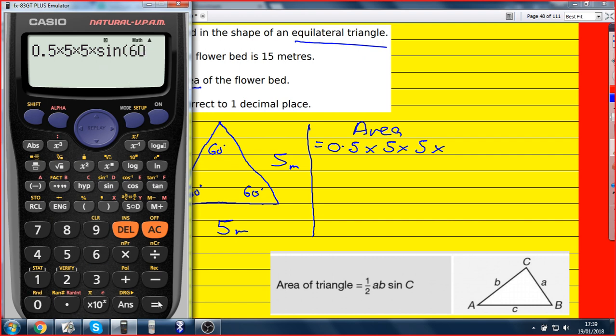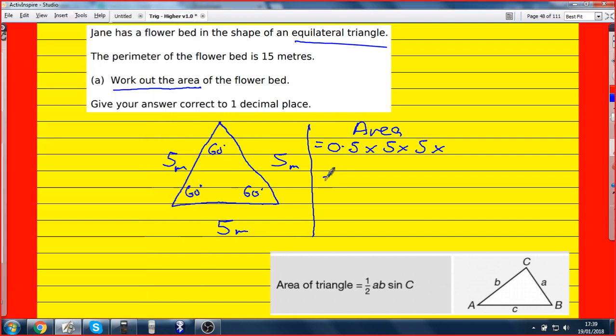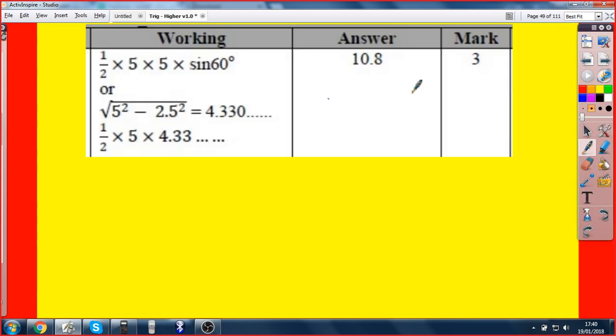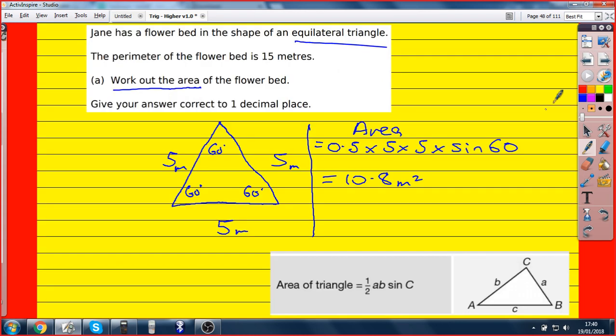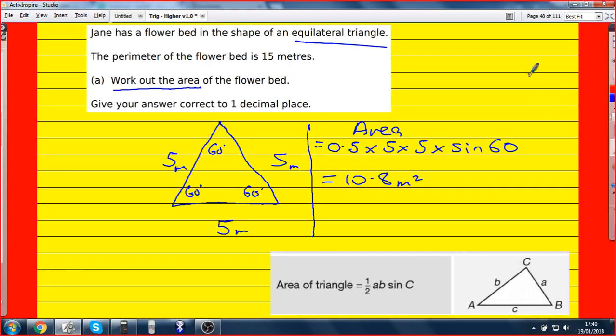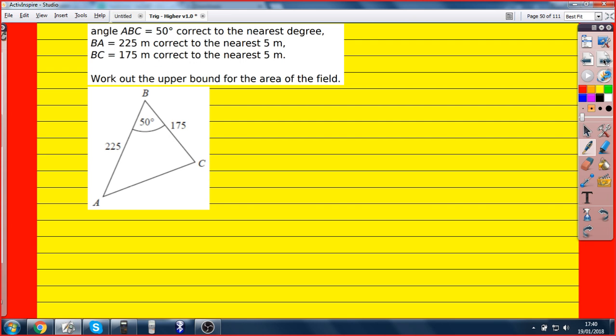So sine 60. Okay, so 1 decimal place. 10.8. That's it. I thought I'd check, because most students put in 60 and they don't realize it's supposed to be sine 60, like it's sine of the angle. So I was just checking that. 10.8, 3 marks. Any questions there? No. Okay, you're looking good for that one.